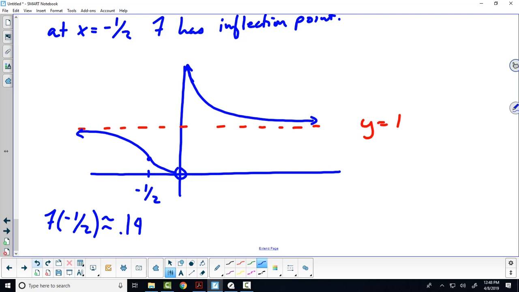I think that's all I have to say about this, except this was the interesting graph where, notice what's happening at 0, we had both a hole and a vertical asymptote. If you have any questions on that, let me know.